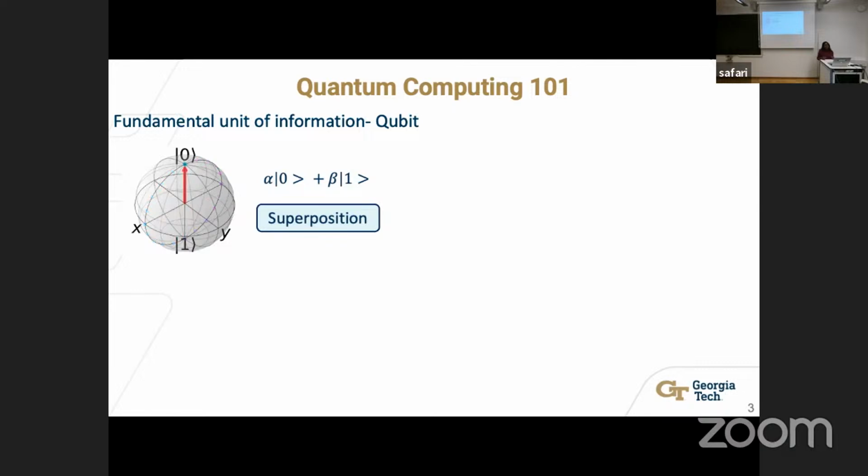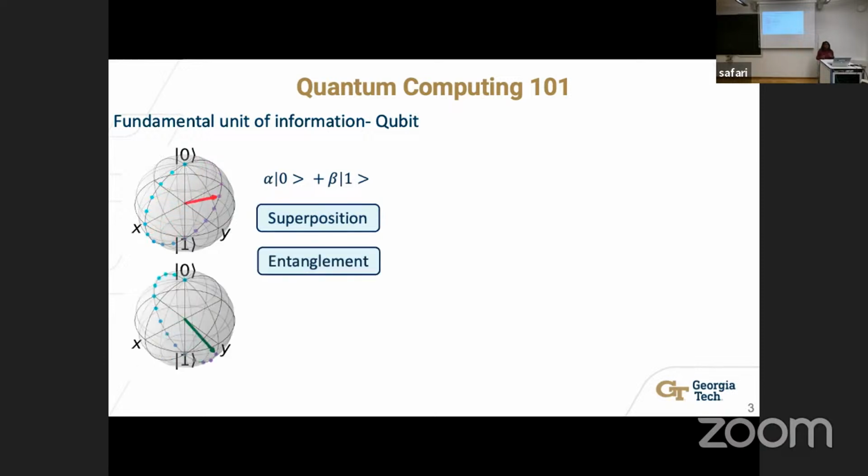Qubits can therefore simultaneously be in a superposition of its basis states 0 and 1. As you can see here, alpha is the probability that the qubit is in state 0, beta is the probability that the qubit is in state 1. And what you do in quantum algorithms is you basically rotate the qubit along the sphere and you change the state. What is more important is that quantum computers leverage this entanglement property, which allows you to create highly correlated states.